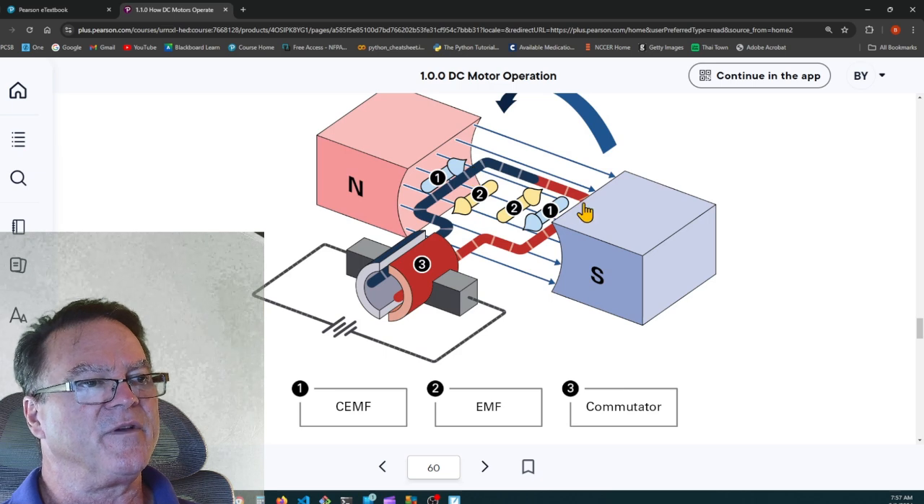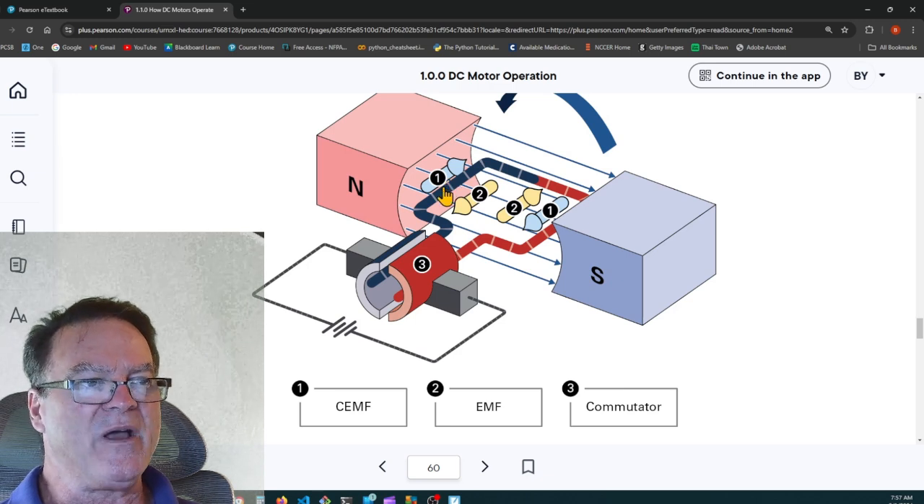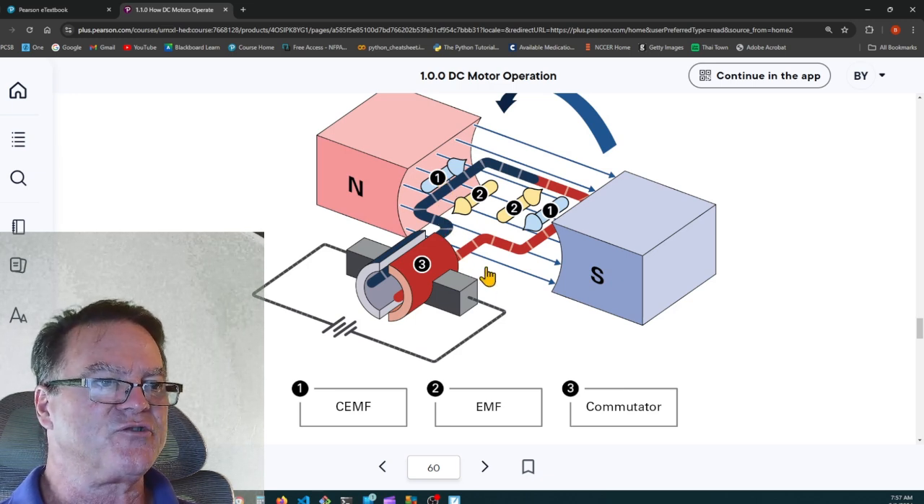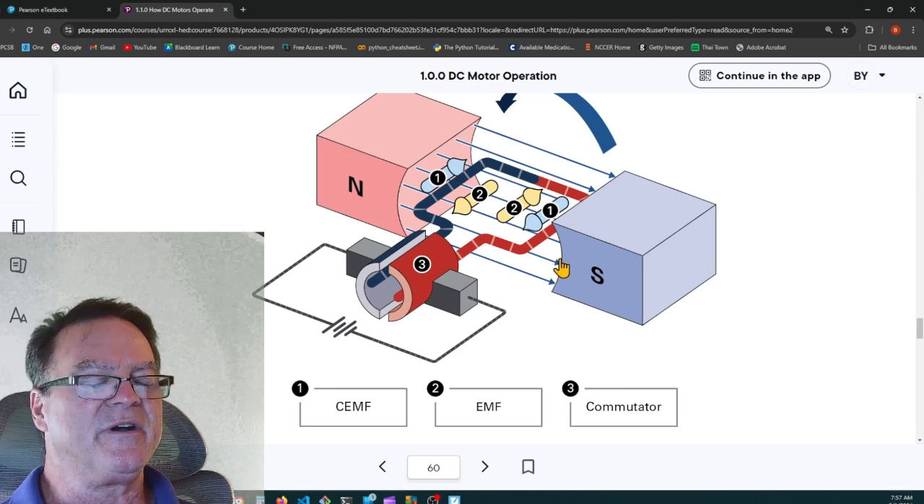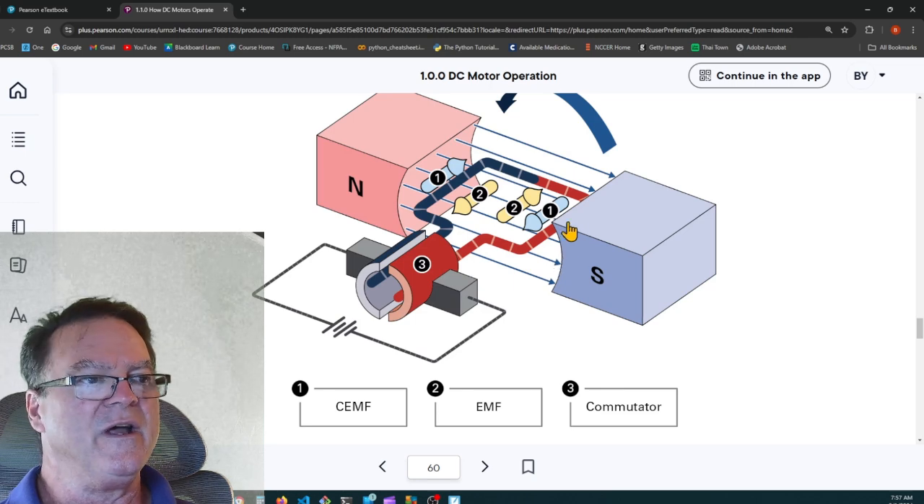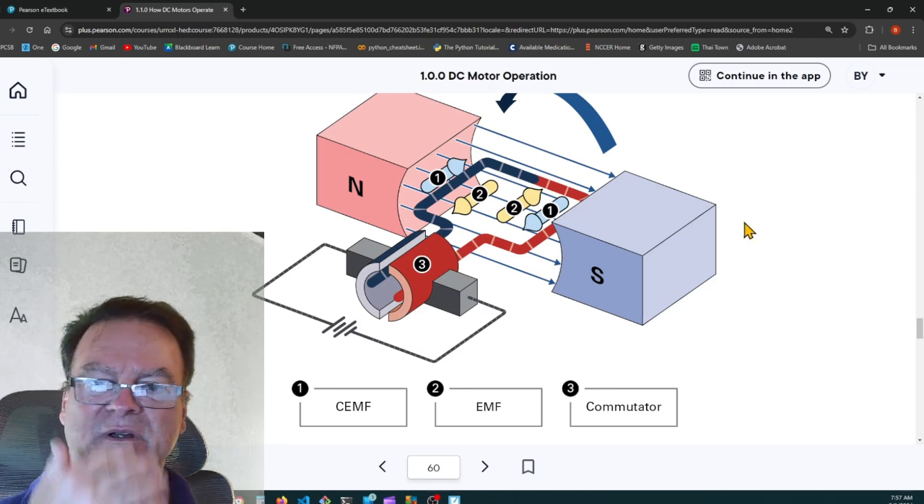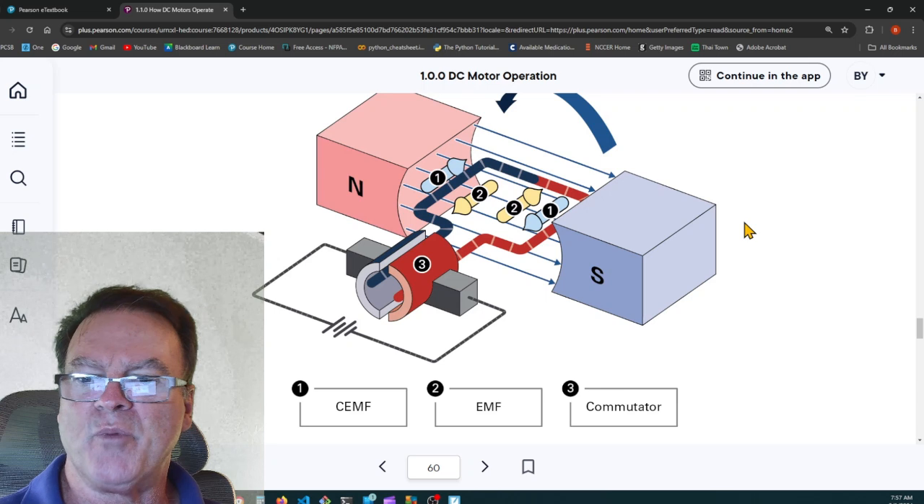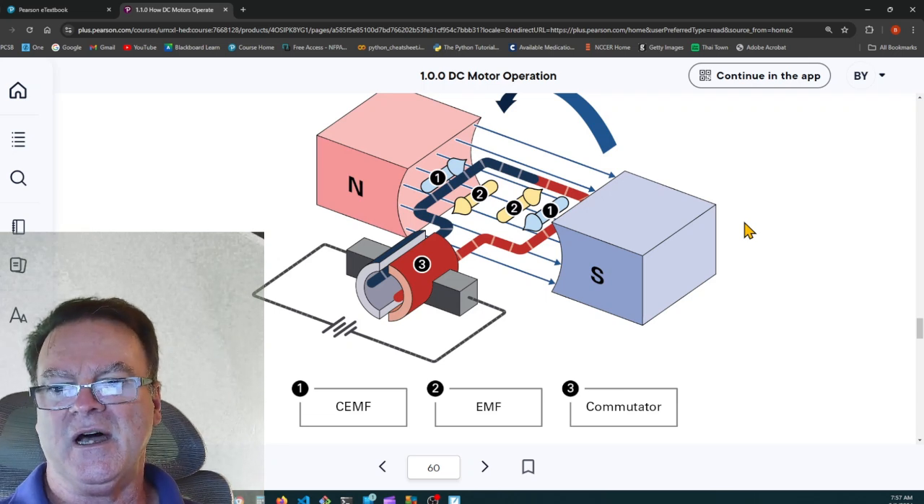So when the coil of wire that was a south pole comes over to here, all of a sudden it becomes a north pole, and now it's repelled by the north magnet, and it's attracted to the south magnet. And when it gets right over to here, it changes polarity again and becomes a south pole. And you can do this if you have a compass and two permanent magnets.